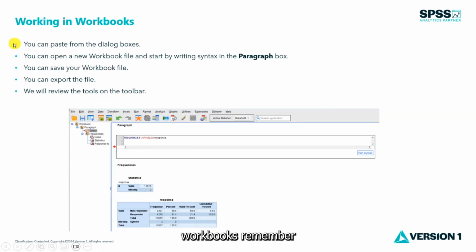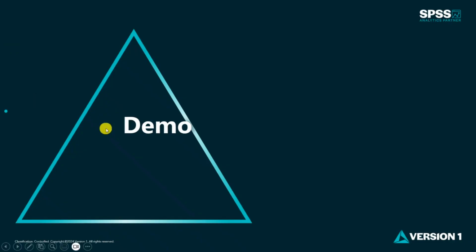Now, when you're using workbooks, remember you can paste from the dialog boxes into your workbook. Of course, you can open a new workbook file and start by writing syntax in the paragraph box. You can save your workbook file. You can export the file. And we will review the tools on the toolbar so you understand how they work. So let's see how this works in IBM SPSS Statistics.